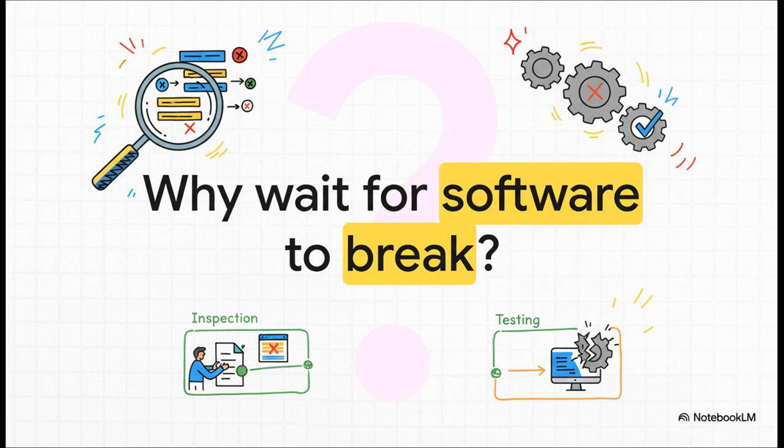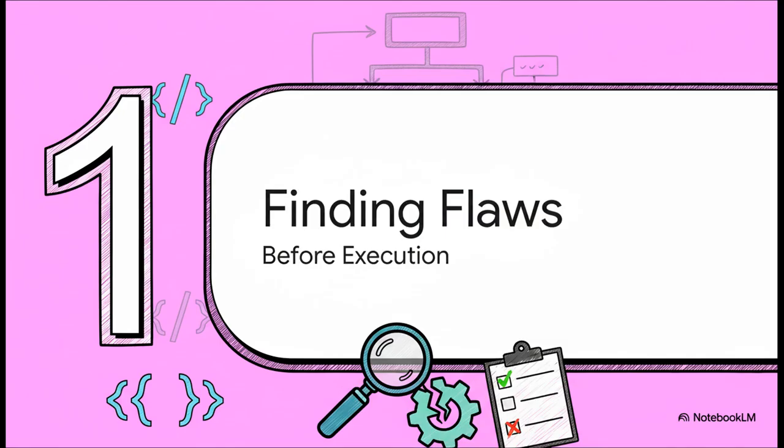What if we could find those flaws way earlier? And that's exactly what this is all about. We're going to flip the script. Instead of just reacting to failures after they happen, we're going to proactively hunt for the defects before the software even runs. This is a total shift in mindset from damage control to pure prevention.